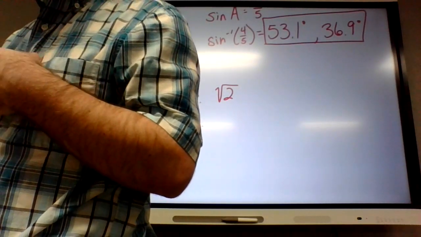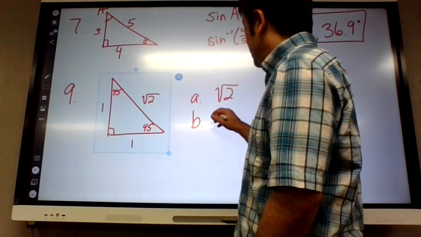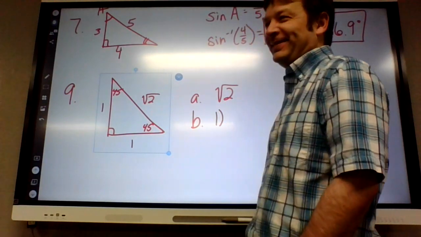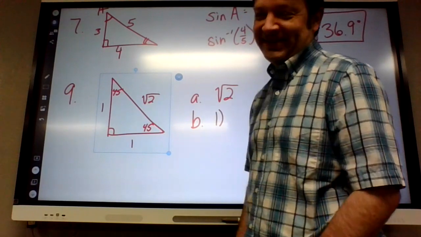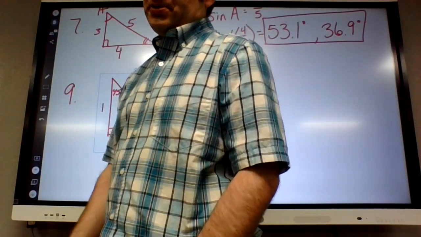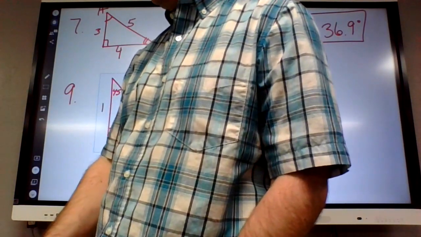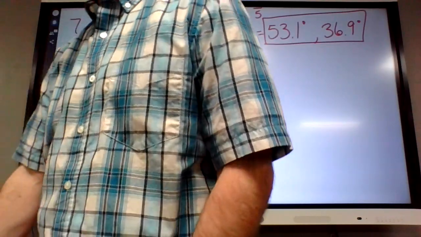Okay, B says find tangent of 45. Oh, B part 1. Part A of part B. Number 9, part B, question 1. Well, he was like crying. What is this? No crying, it's not close.